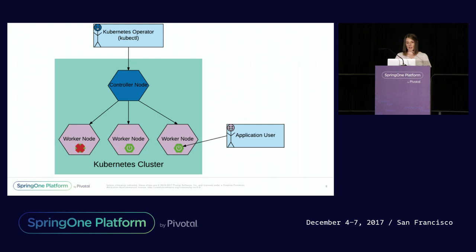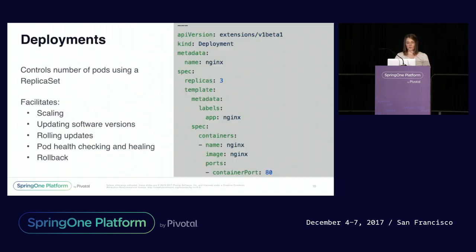one of them dies unexpectedly, you'd want it to come back without you having to do anything. If you, as this blue operator guy, decide you want 4 pods instead of 3, the controller node should handle that for you as well. You shouldn't have to worry about actually creating the pod. And this is all facilitated using another object called deployments.